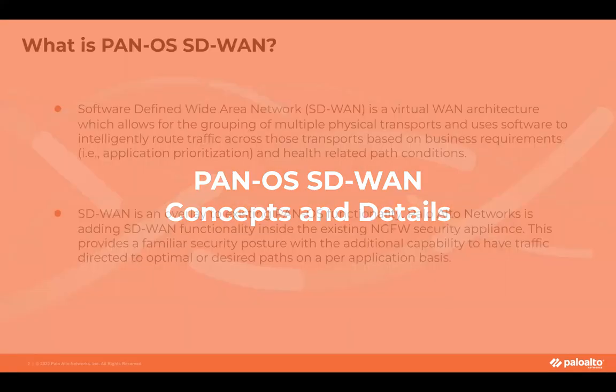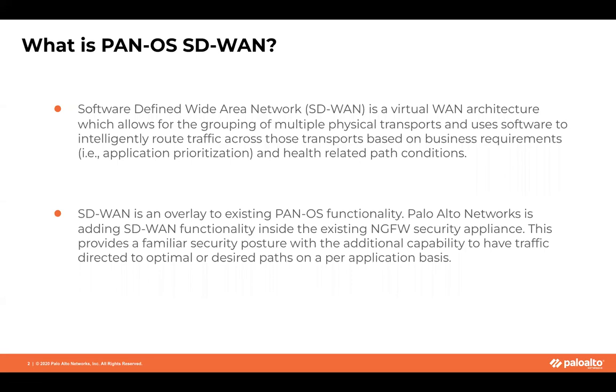So when talking about PANOS SD-WAN, usually we start with what's PANOS SD-WAN, and we get these great guides, and basically it says our PANOS SD-WAN is a virtual WAN architecture which allows for grouping of multiple physical transports, and then it uses software to intelligently route traffic across those transports based on your business requirements or application prioritization. But really, what PANOS SD-WAN is, to put it in easy terms, is intelligent path selection, right?